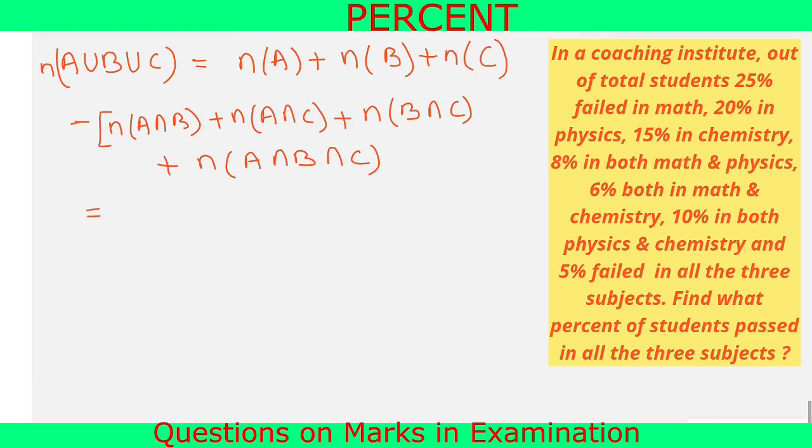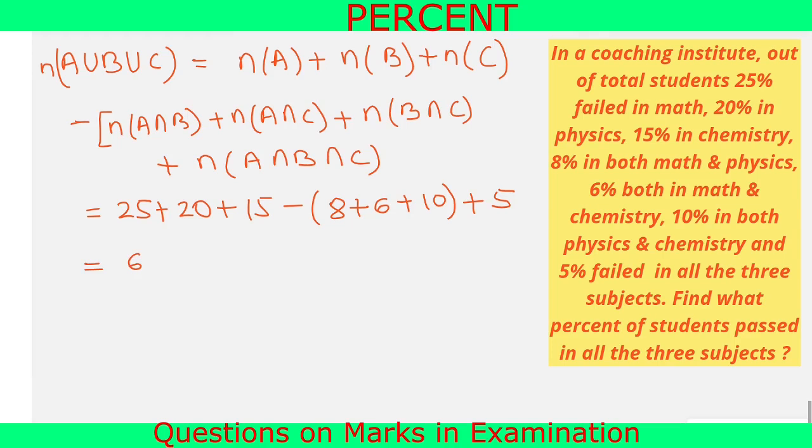This is equal to 25% failed in maths, which is A, number of elements in set A, plus 20% failed in physics, plus 15% failed in chemistry, minus number of students failed in maths and physics, which is 8%, minus 6% failed in math and chemistry, which is A intersection C, minus 10% failed in physics and chemistry, plus 5% failed in all the three subjects. This will give the total number of the failed students.